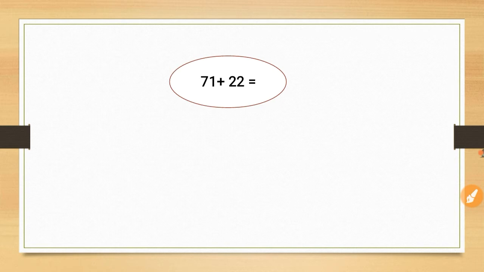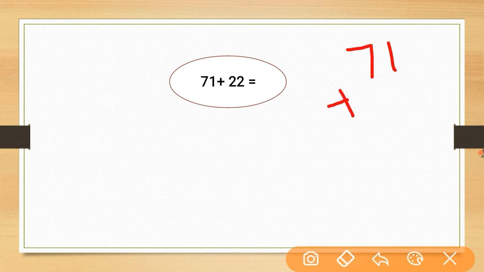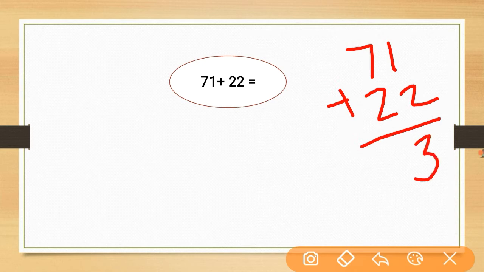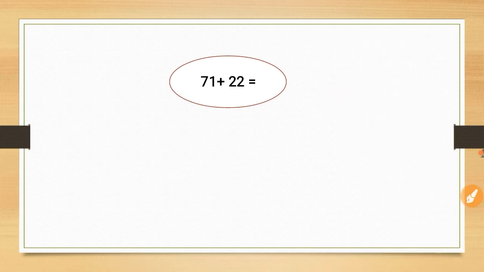See here. 71 plus 22. Let us add this. 71 plus 22. 1 plus 2 is 3. 7 plus 2 is 9. Its answer is 93. Okay. Now from this addition we will make two subtraction examples. So first we will take the sum and we will subtract one number from this sum. So I am going to take 71.